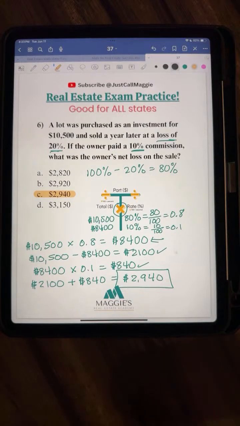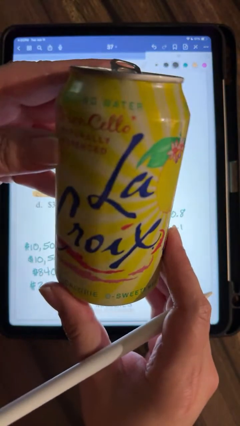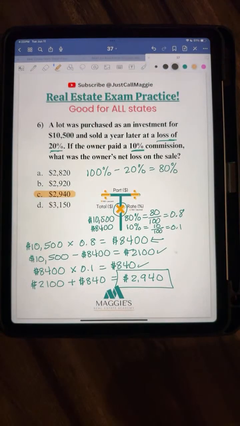Oh my God, there's nothing like seltzer water. I am in heaven. You guys, I'm obsessed with this. Like, hello? Why? It's like beautiful. Anyway.